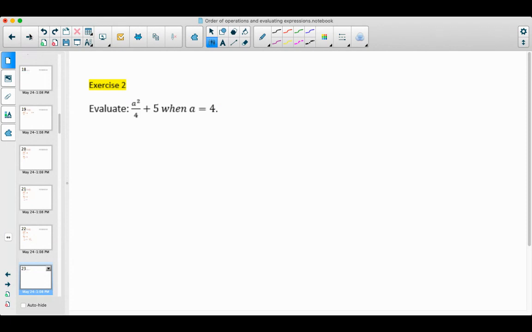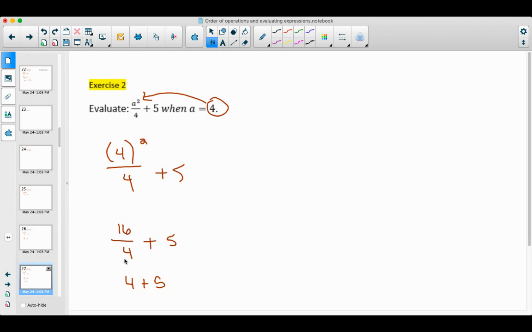Okay, again, we're going to evaluate a squared by plugging in the 4 for a. So it looks like this: 4 squared divided by 4 plus 5. 4 squared, that's 16. 4 times 4, 4 times itself 2 times, is 16 divided by 4 plus 5. Then I have 16 divided by 4, which is 4. And my last step, 4 plus 5, which is 9. Go ahead and do exercise 3.